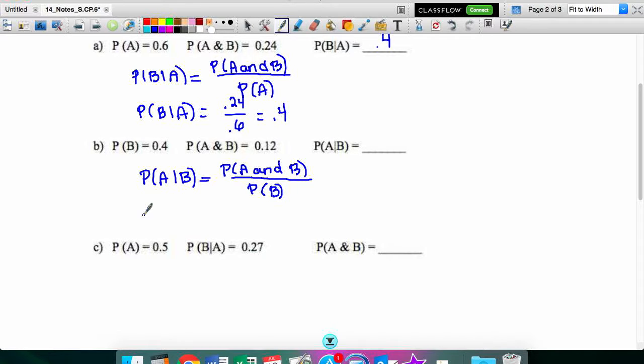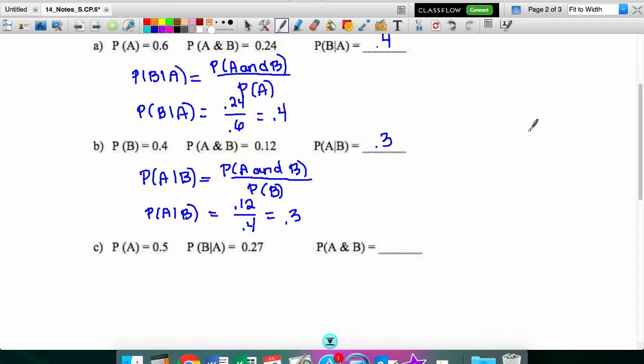We fill in what we know. We do not know the conditional probability, so we leave that as the probability of A given B. We do know the probability of the AND is 0.12, so we can fill in our numerator. And we do know the probability of B is 0.4, so we can fill in our denominator. This will once again let us solve for the probability of A given B pretty directly by just dividing 0.12 divided by 0.4, or 0.3.